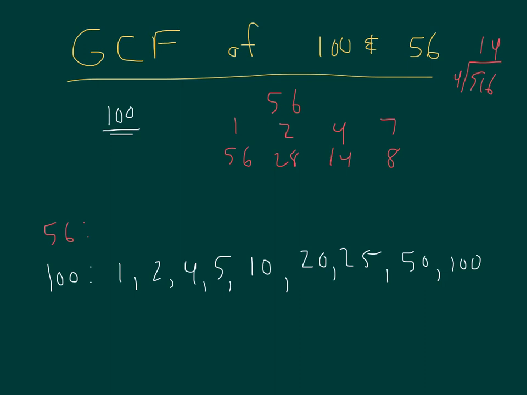5, no, it doesn't end in 5 or 0. 6, no, because I know my multiplication facts. 6 times 9 is 54. 7, yes, 7 times 8. And now I have that, and I'm good to go.